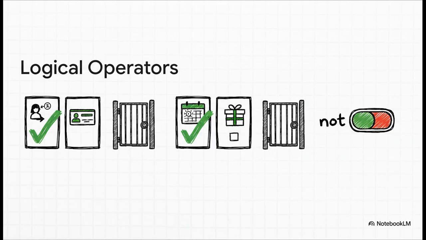And is super strict. Both things have to be true. Or is way more relaxed. It's happy if just one of the things is true. And not is the simplest of all. It just flips whatever you give it. Turns a true into a false and a false into a true.